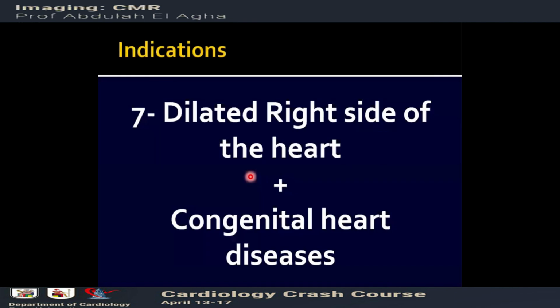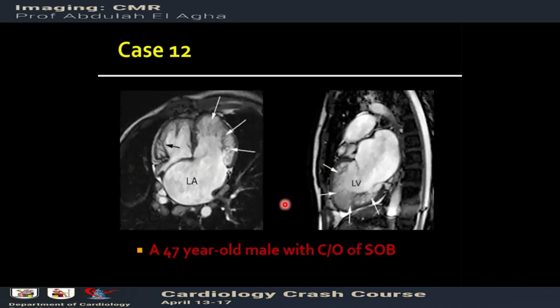So another indication: if you have a dilated right side of the heart, please think about a shunt. The second cause you have to think about is ARVC. And the third cause you have to look for, and you have to say this in the exam: shunt, ARVC, and tricuspid valve disease. Okay, organic tricuspid valve disease.